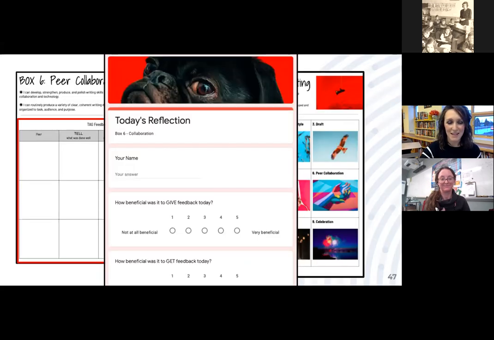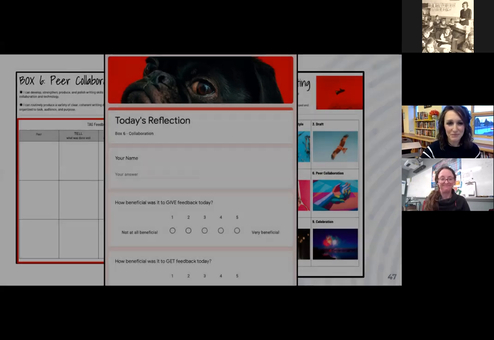And then at the end of the class period today, because it was the first time I'd used this protocol, I wanted their feedback. So I sent them a Google form and I just said, how did it go for you? How special was it for you to give and get feedback using this protocol today? And I would say the average score was a 4. They found it beneficial.